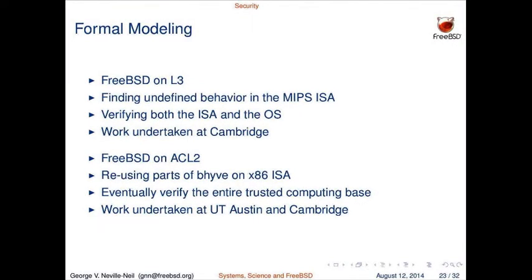Nothing about research would ever be done without talking about formal modeling. There are currently two interesting projects that are utilizing formal modeling with FreeBSD. There's an effort currently underway at Cambridge to run FreeBSD on a system called L3. And L3 implements the MIPS ISA in a formal model. This has generated some very interesting results. For instance, we're finding, or they're finding, undefined behavior in the MIPS ISA, certain math operations that are really not well defined. It allows us to verify both the ISA and the operating system against each other.